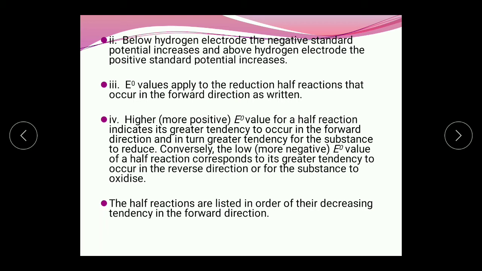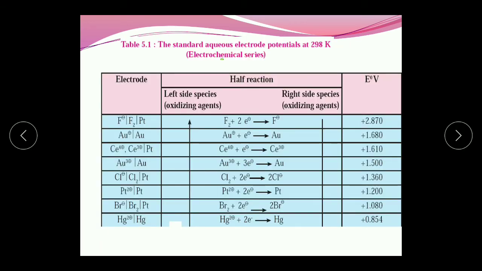So the EMF series, we will have a look at this EMF series. As it can't be accommodated in one frame, I have divided it into three parts. The first part, or the upper half, is like this. At the topmost position there is fluorine with the highest positive E0 value because fluorine is the strongest oxidizing agent. It will never undergo oxidation.